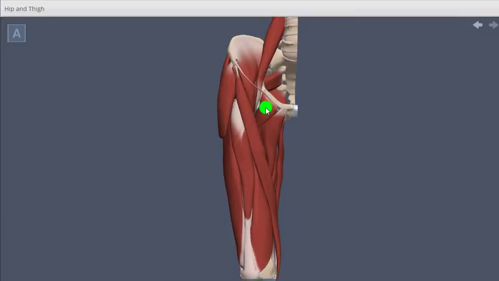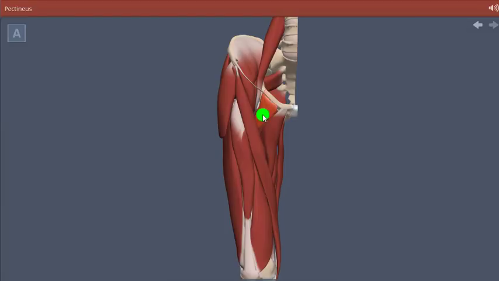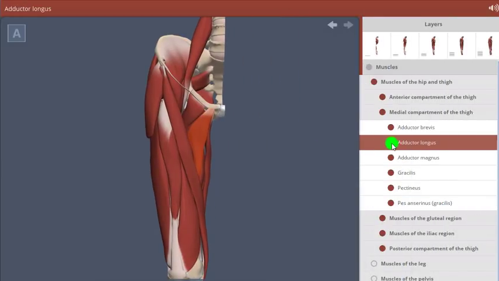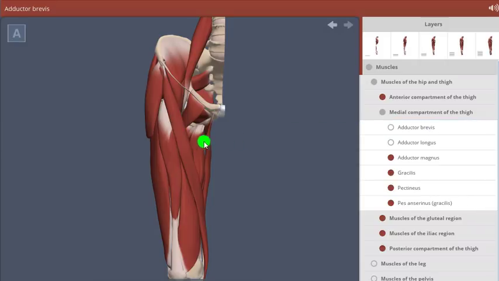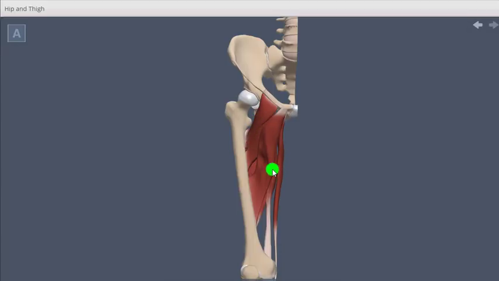Muscles of the medial compartment of the thigh. These muscles are pectineus, adductor longus, gracilis, and in order to view the rest of the muscles, we have to remove adductor longus. Deep to adductor longus, we have adductor brevis, and if we remove adductor brevis, we see the adductor magnus.